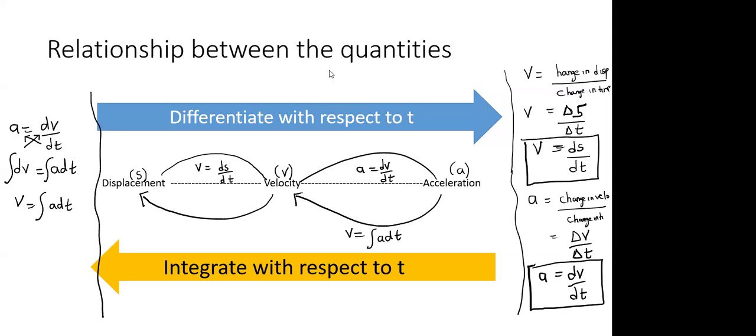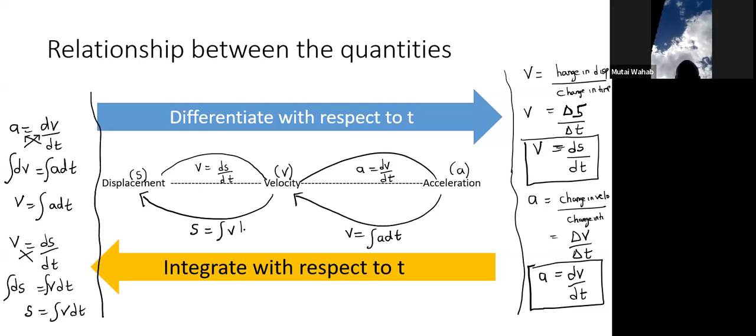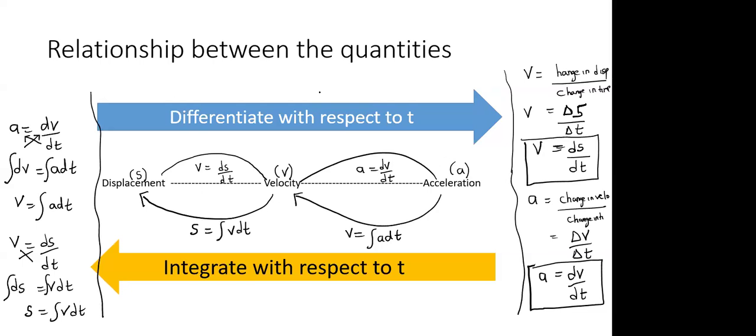Okay, in case you have velocity and you want to obtain displacement, still you do the cross multiplying. So you have ds is equal to v dt, then you integrate. So your s will equal the integral of v dt. That means to obtain your displacement, you have the integral of v dt. So that is what it means.